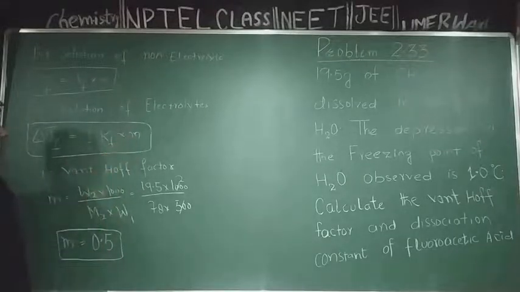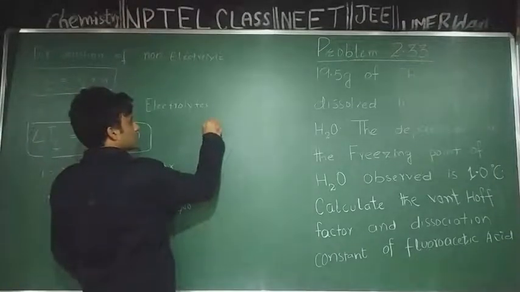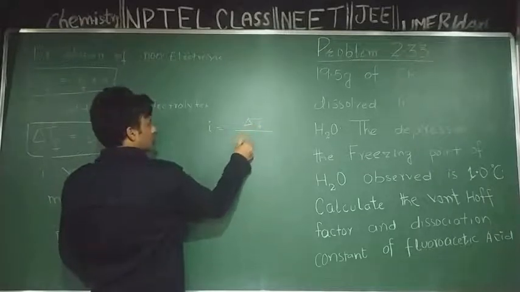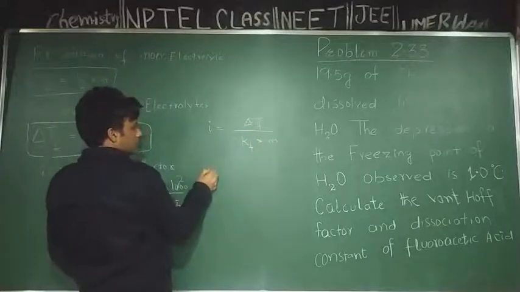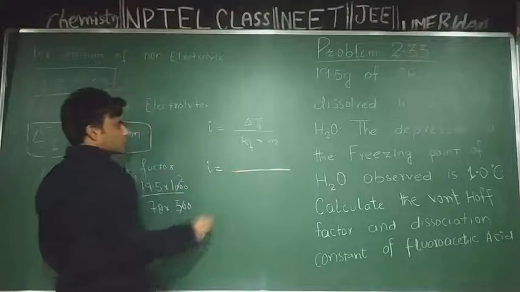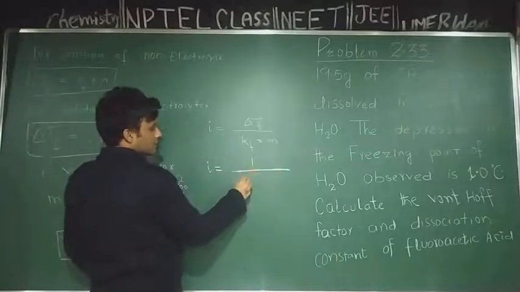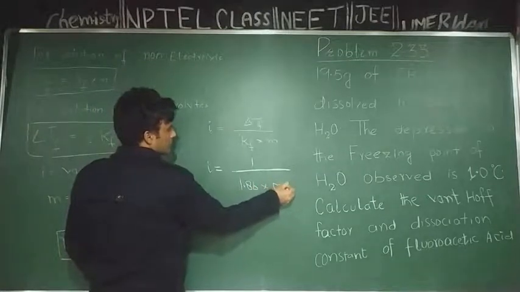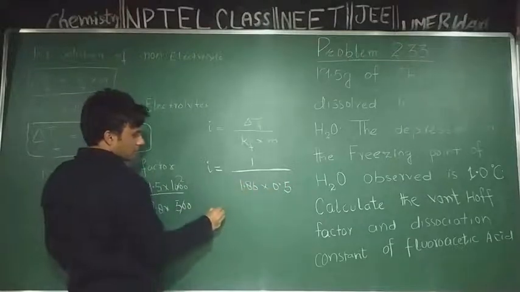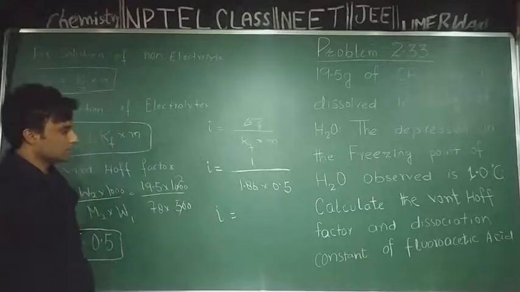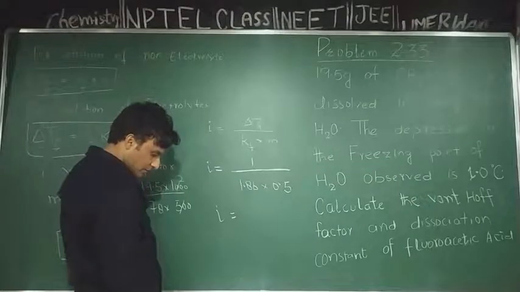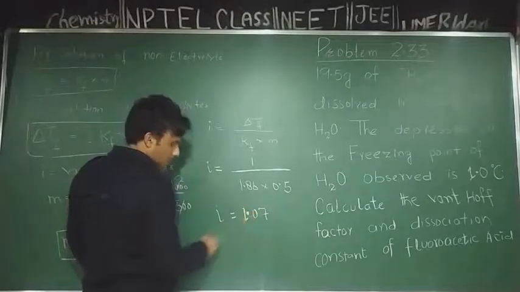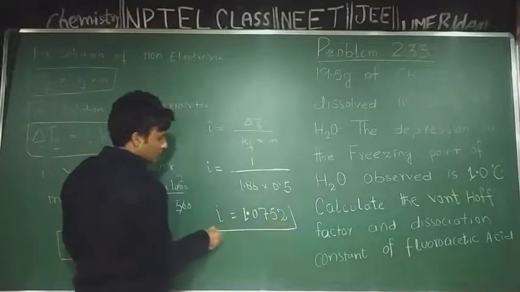Now we will substitute this molality here in order to find value of Van 't Hoff factor. I will be equal to ratio of depression in freezing point delta Tf and Kf into molality. Depression in freezing point is given in question 1 degree Celsius, and in Kelvin it will be 1 Kelvin. Kf for water is given 1.86. It is constant for water. Molality I already calculated is equal to 0.5, and I need to calculate I, and I have already done calculations here also, and value of I comes equal to 1.0752. This is value of I which we need to calculate.